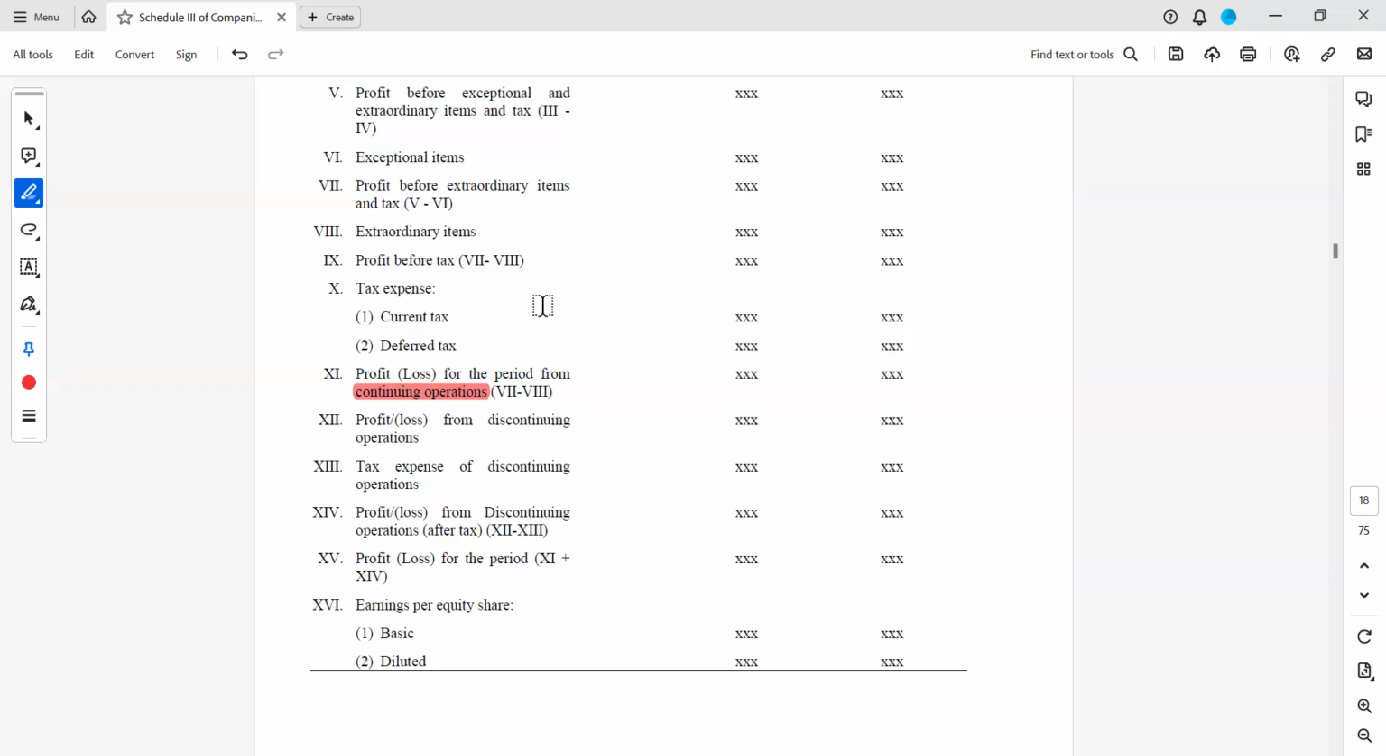I will show you one example also in this. Whatever you are reporting above is of continuing operations. That is the reason whatever profit they are showing here is of continuing operations. Next, they are taking net of profit or loss from discontinuing operations. For discontinuing operations, you are not giving all these details. You are directly taking: from continuing operations I am getting this much profit, and from discontinuing operations I am getting this much profit.